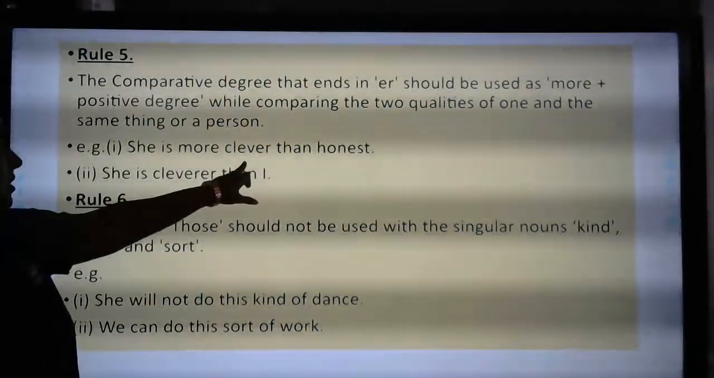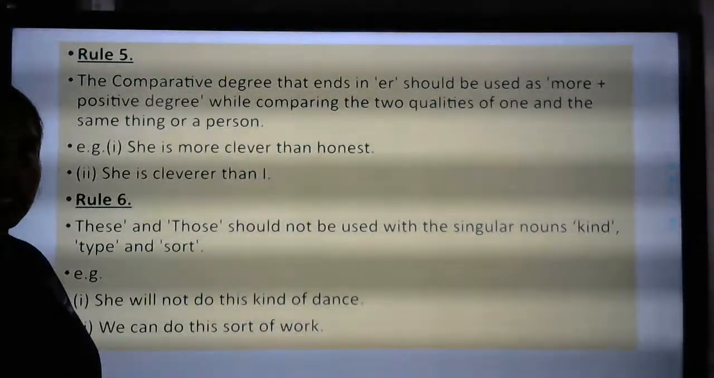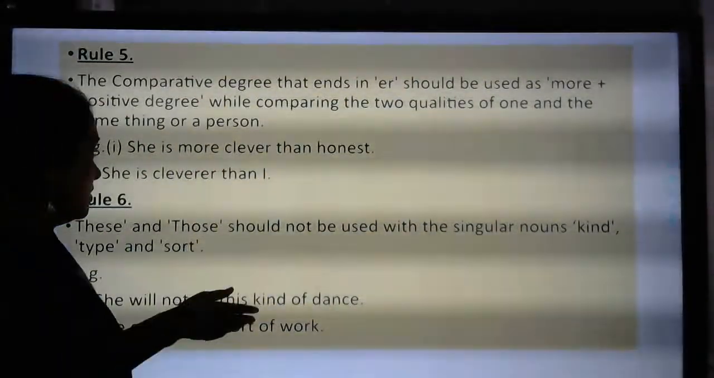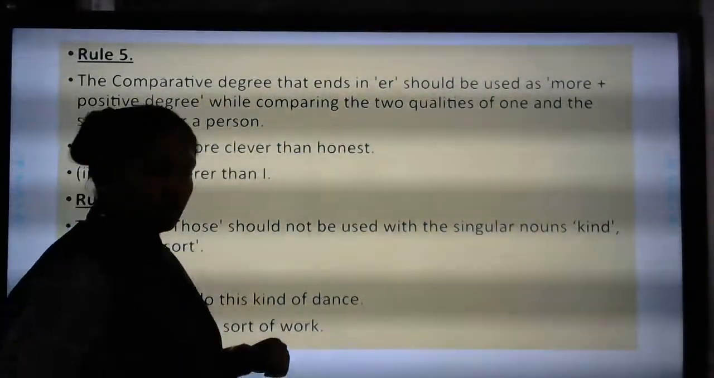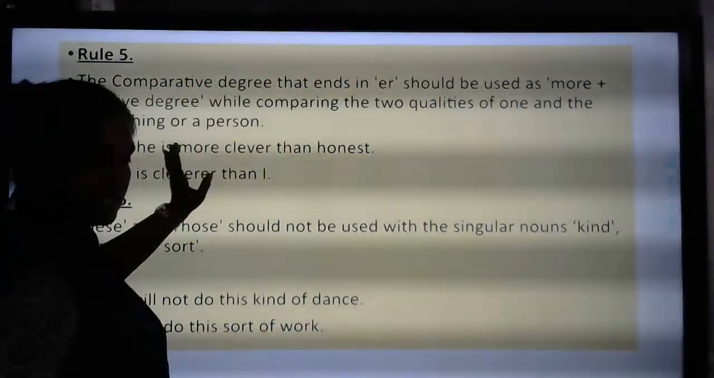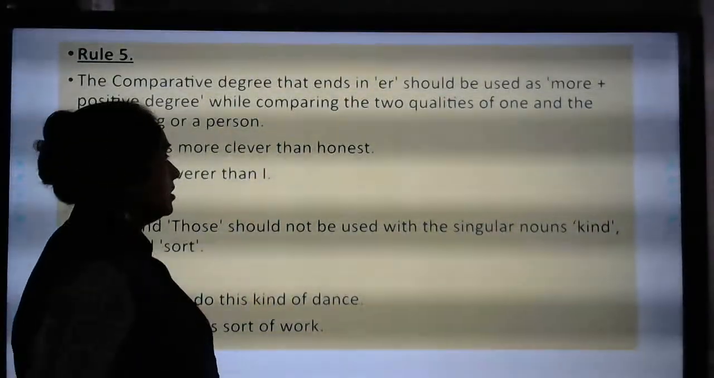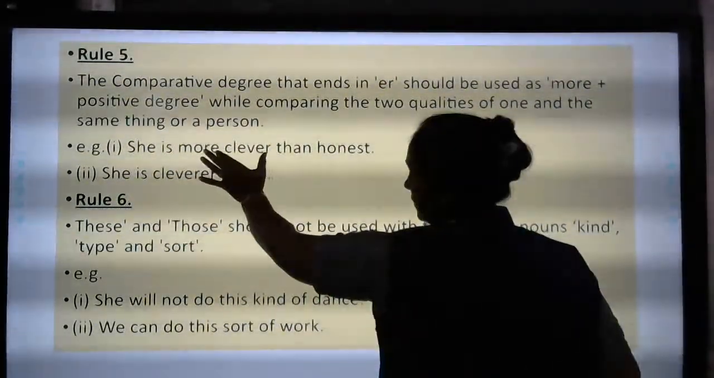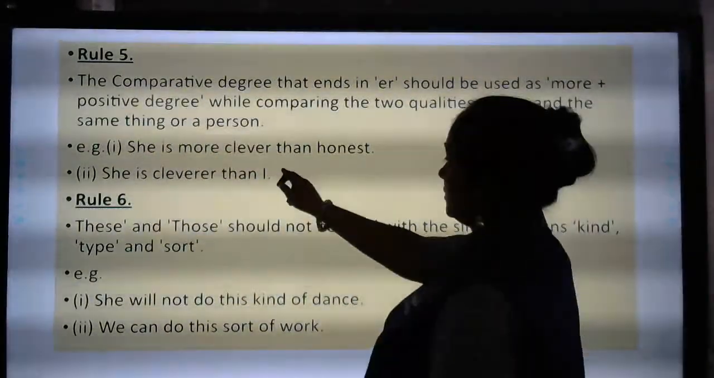Okay. Now here it ends with what? Clever, cleverer, cleverest. Actually, in comparative form, clever can be cleverer or cleverest. So, it is not written as she is cleverer than honest. No. Comparison is made between two qualities of the same person. So she is more clever because according to the rule, more plus positive degree must be there. So clever is in the positive degree and more is used here. So she is more clever than honest.